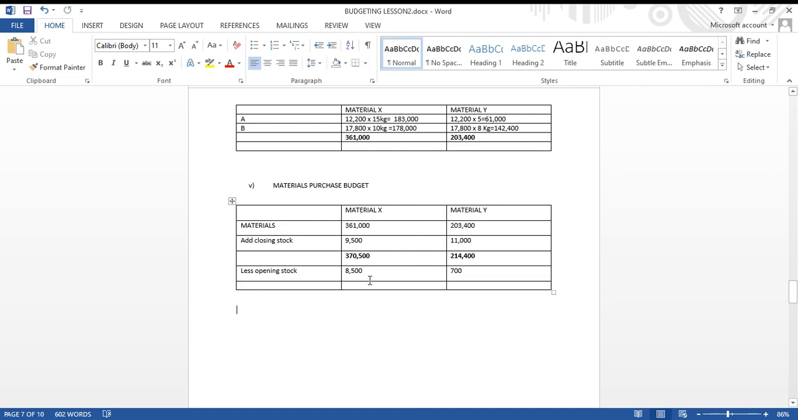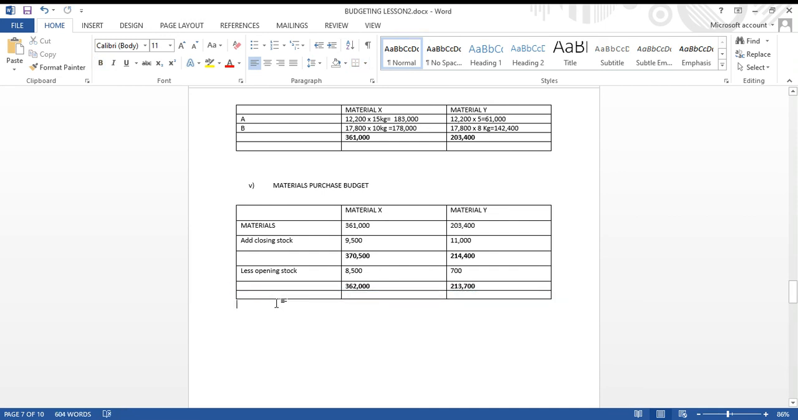So 370,500 minus 8,500, we get 362,000. Material Y, 214,400 minus 700, we get 213,700. So that's how much materials we have to purchase.